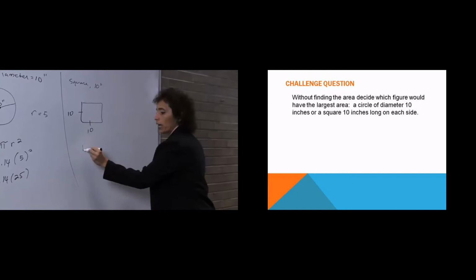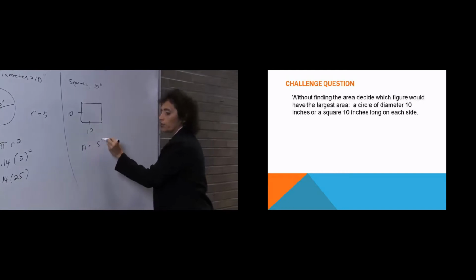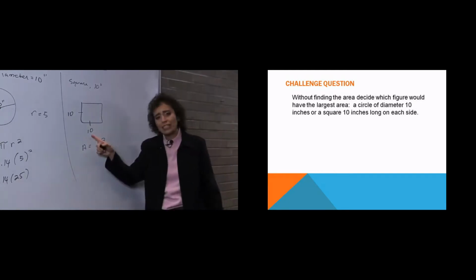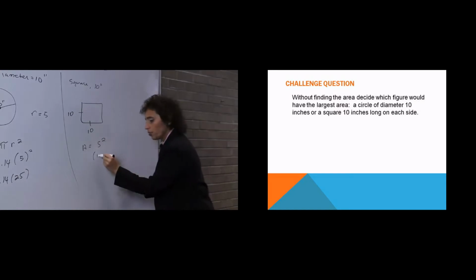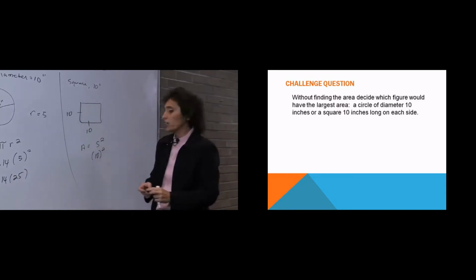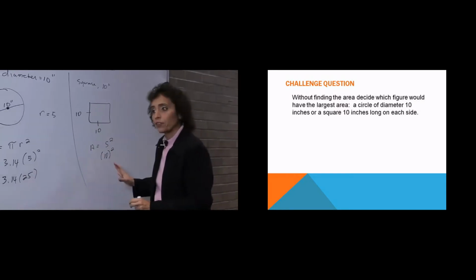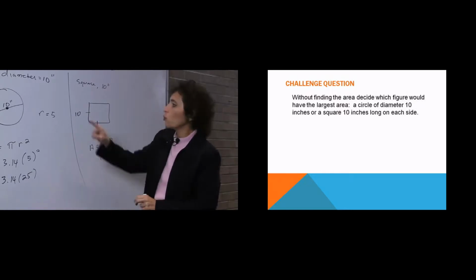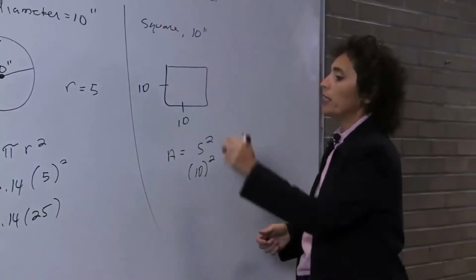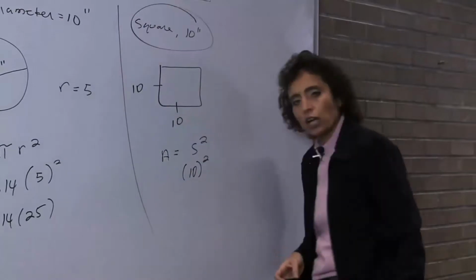This one, to get the area, you'd have to take your side and square it. Well, if I took my side and squared it, this is 10 squared. That clearly would be a lot bigger than 75 because that's 100. So which would have the bigger area? That would definitely be the square of side 10.